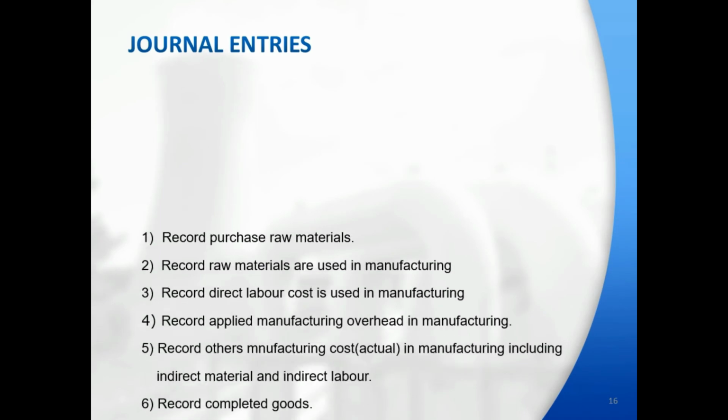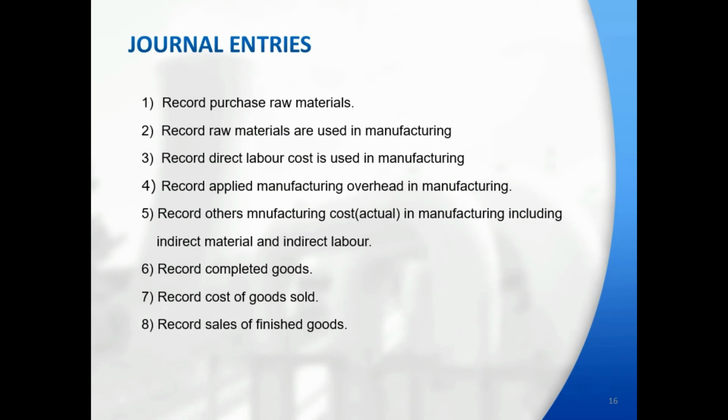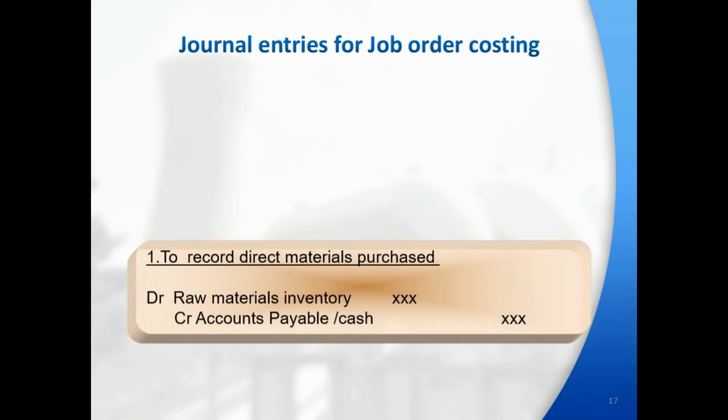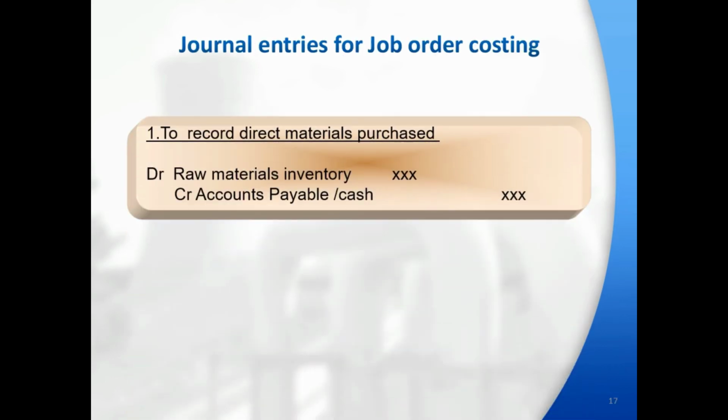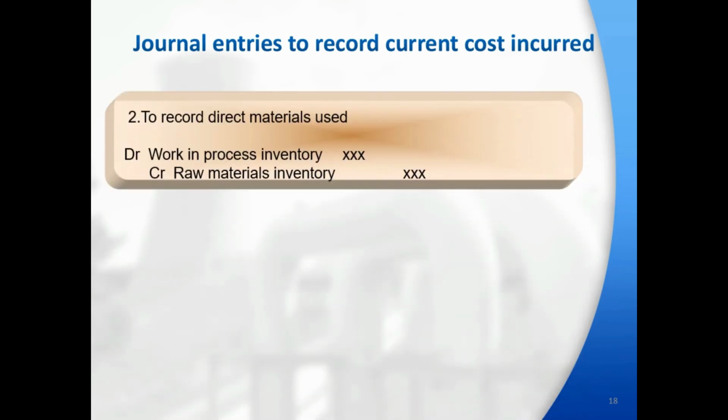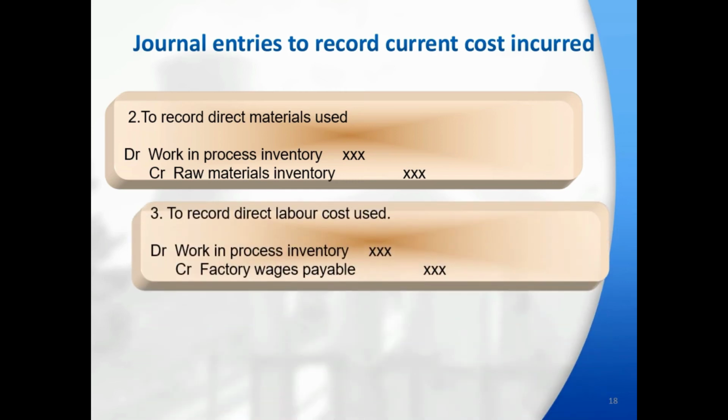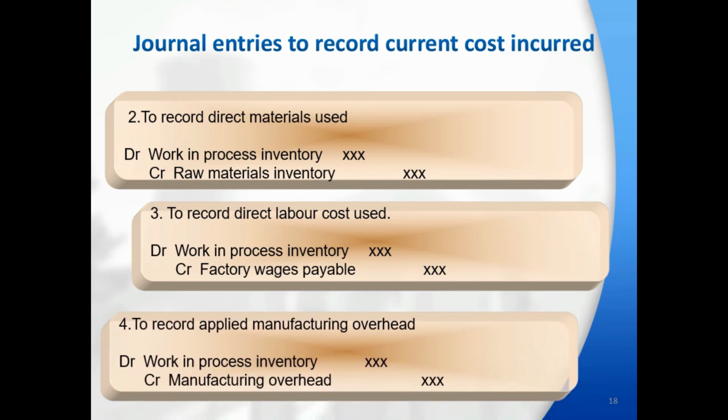Journal entries. There are 8 journal entries in job order costing as listed below. To record direct material purchase, debit raw materials inventory and credit accounts payable or cash. Journal entries to record current costs incurred. To record direct material use, debit work in process inventory and credit raw materials inventory. To record direct labor costs used, debit work in process inventory and credit factory wages payable. To record applied manufacturing overhead, debit work in process inventory and credit manufacturing overhead.